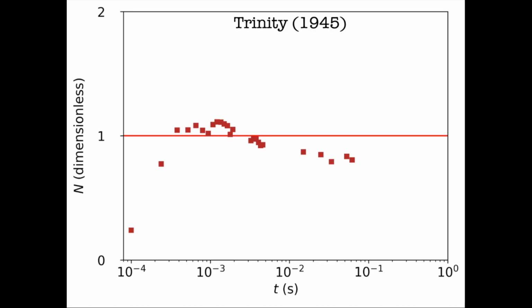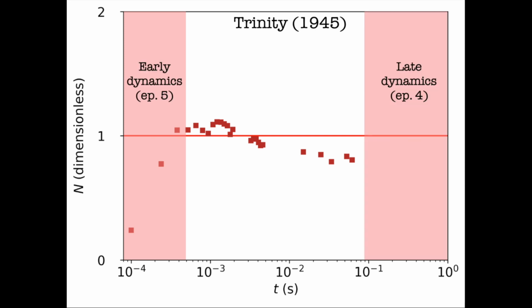Clearly, the very short timescales do not have a constant Taylor-Sedov number, which is to say that they do not follow Taylor's regime. We will discuss this in episode 5. What happens at the other end is what we will see in the next episode.